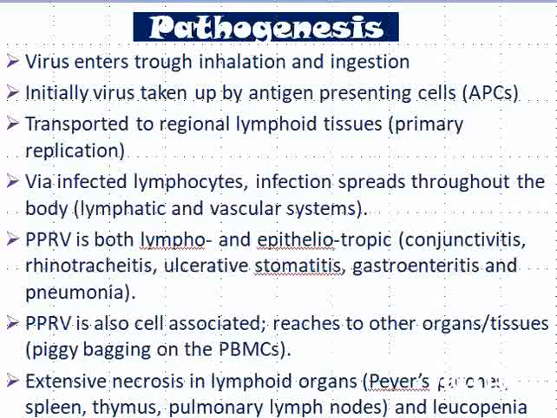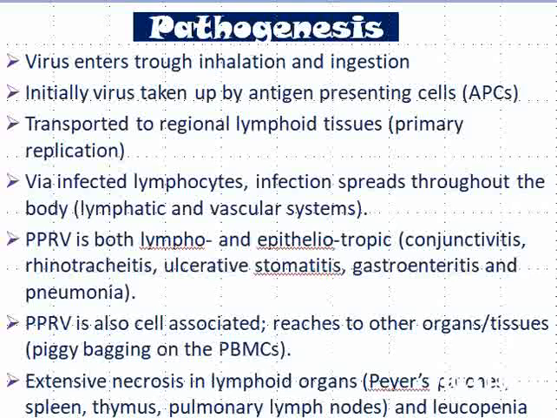The lung infection with PPR virus is considered a late event, occurring in the face of high viral load. PPR virus leads to extensive necrosis in lymphoid organs, that is Peyer's patches, spleen, thymus, and pulmonary lymph nodes, and hence results in a reduction in circulatory peripheral blood leukocytes, also called leukopenia.